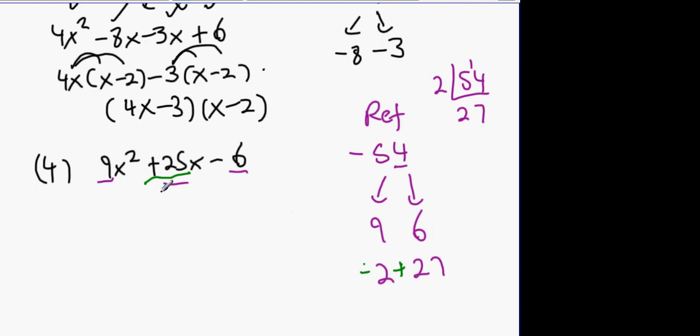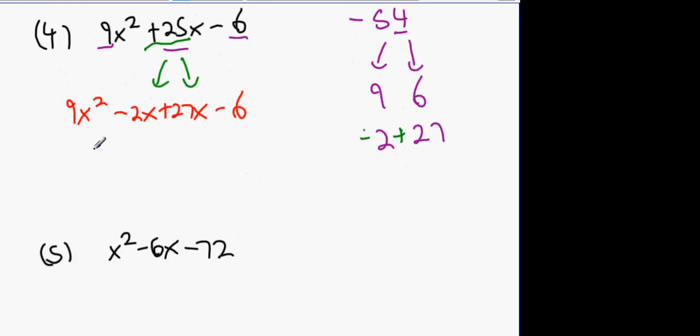Okay, Joe, finish this off for me. What do we do next? So, minus 2x plus 27x minus 6. Now, Joe, what can we take out of the first two? Just take out x, isn't it?